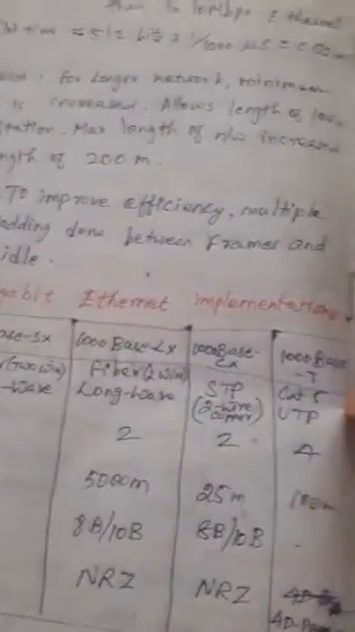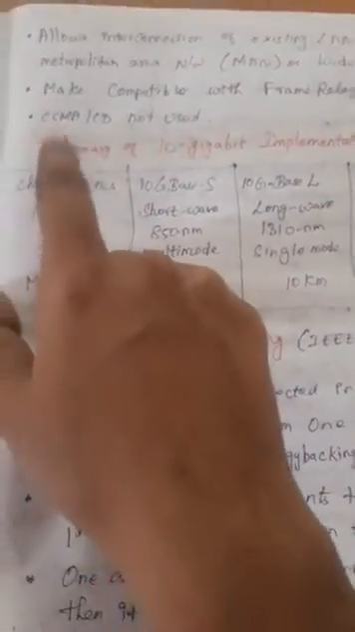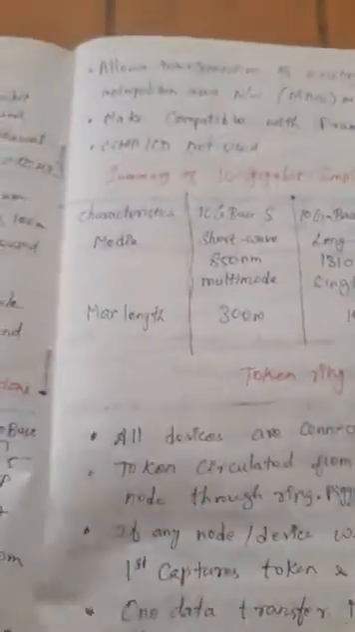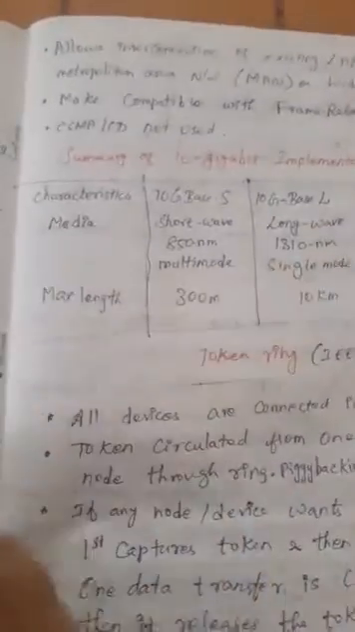It allows us to connect the LAN to a metropolitan area network and a wide area network. The other implementations of Ethernet are not used outside the local area network, but this one helps to connect to metropolitan and wide area networks. It is compatible with frame relay and ATM. Here CSMA/CD is not used.